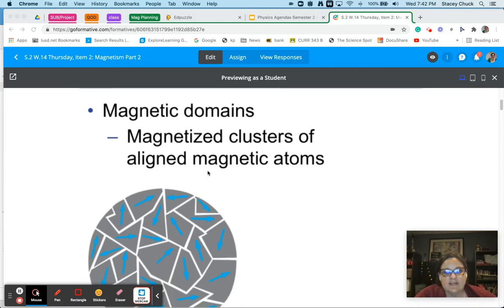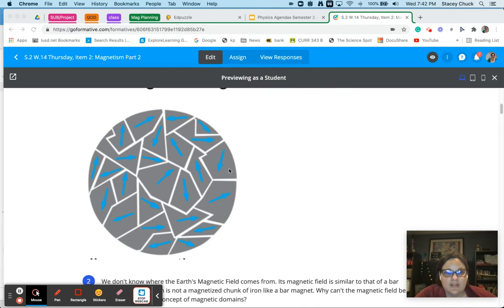Magnetic domains in a solid are clusters of aligned magnetic atoms. So you have a little section of atoms here that all have the same magnetic direction. When you put them collectively together in an image like this, they're actually canceling each other out. When you have something that's strongly magnetized, all these little domains are lined up in the same direction.